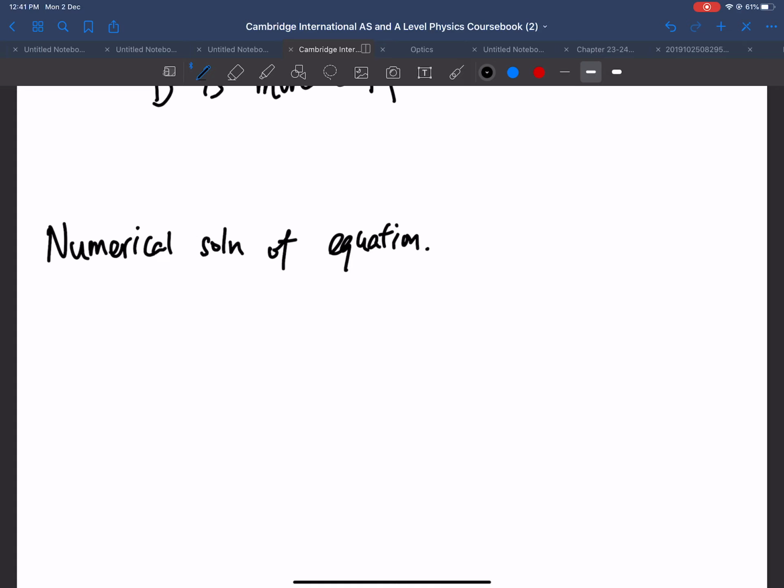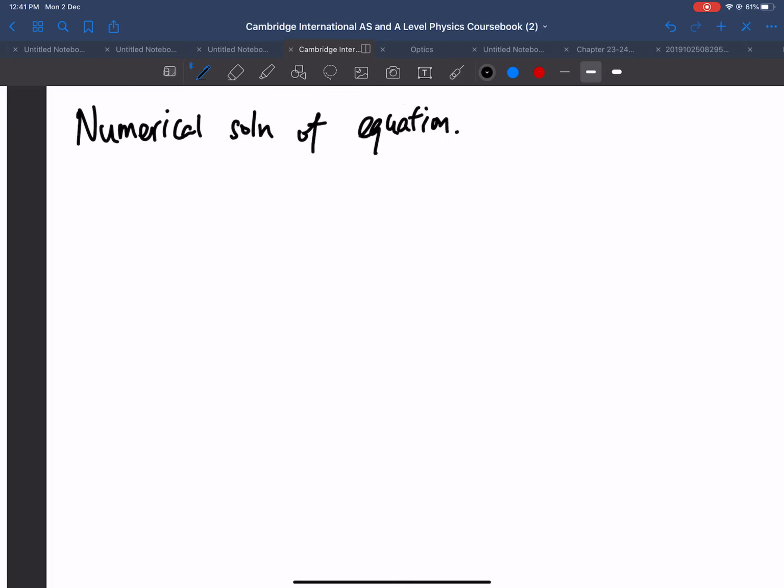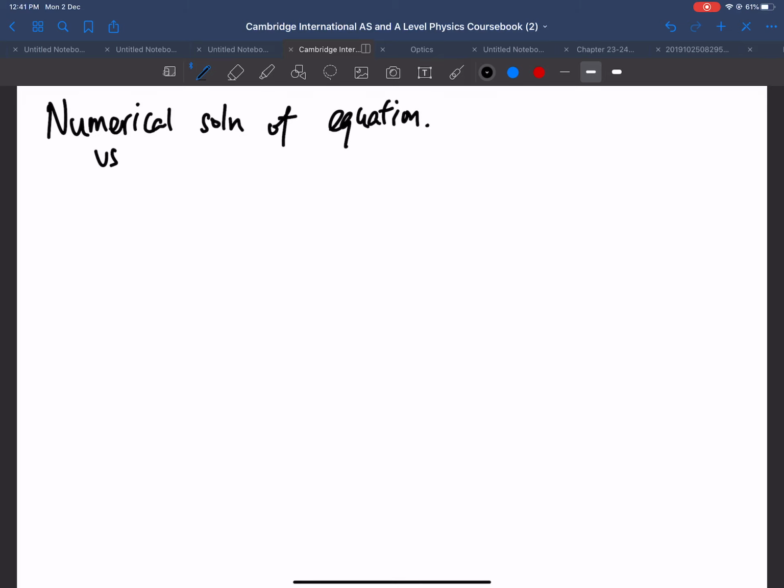Do you know what is the opposite of numerical? Analytical. Or the opposite maybe symbolic. So for a numerical solution, it means that you are not actually trying to solve the equation.